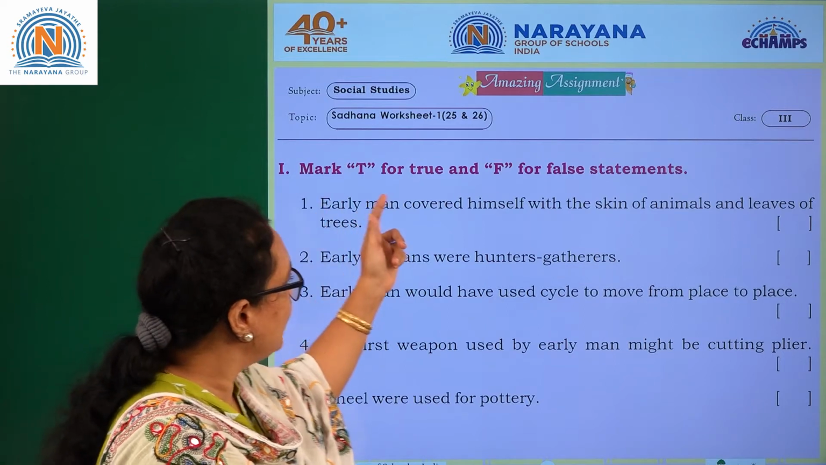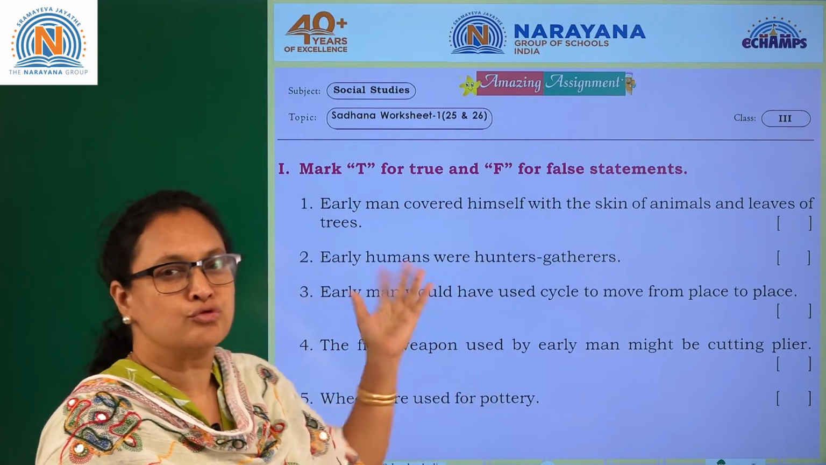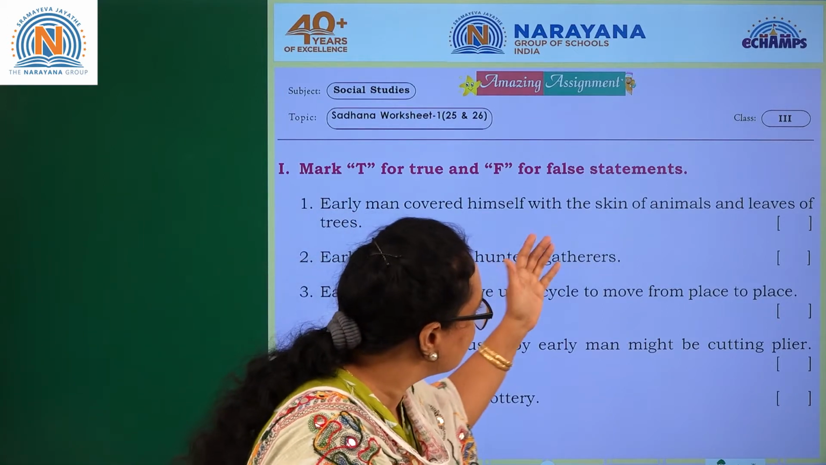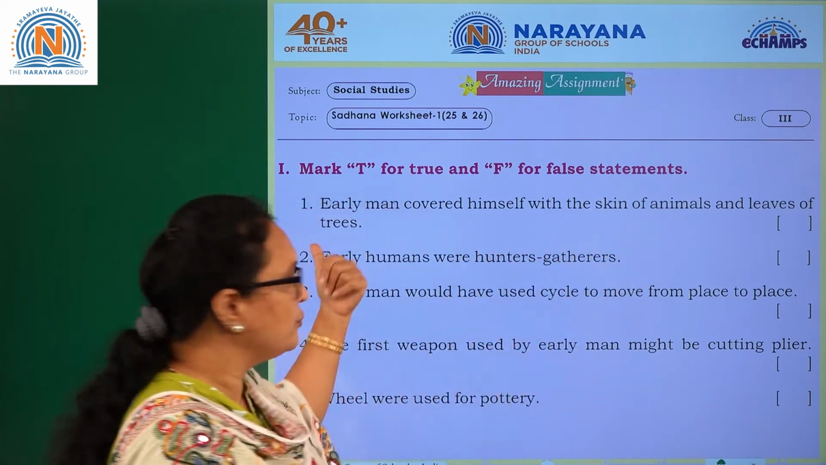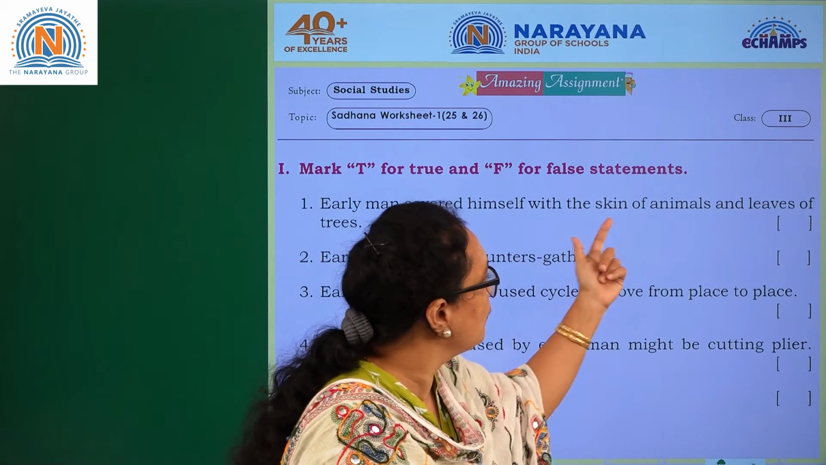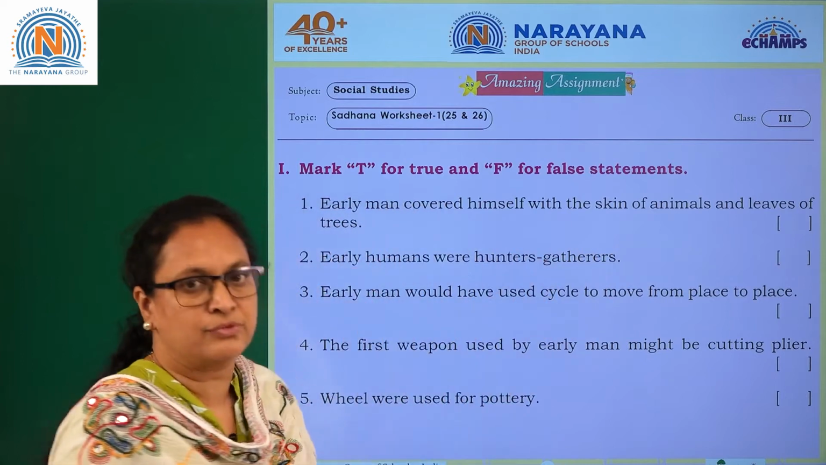Mark T for true and F for the false statement. So this is a true and false. I will read for you children. Early man covered himself with the skin of animals and leaves of the trees. Let me read again. Early man covered himself with the skin of animals and leaves of the tree.